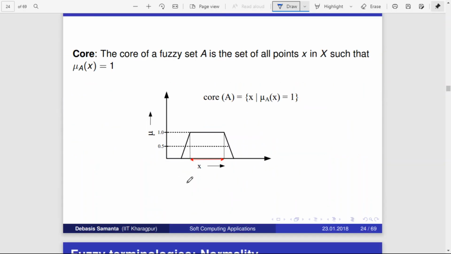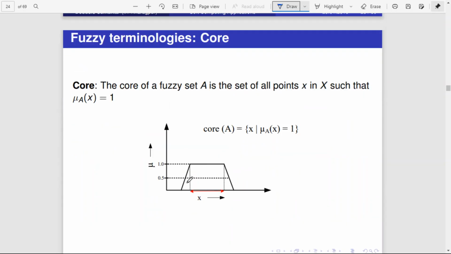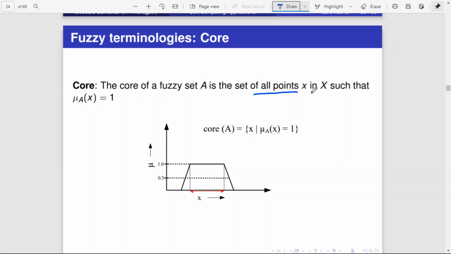Next, core. What is a core? The core of a fuzzy set A is a set of all points x, again such that x belongs to the universal set, such that mu A of x is equal to 1. Again mu A is nothing but the membership function. So when you apply x to a membership function, for whatever values of x you got the result as 1, those points of x will be called the core.